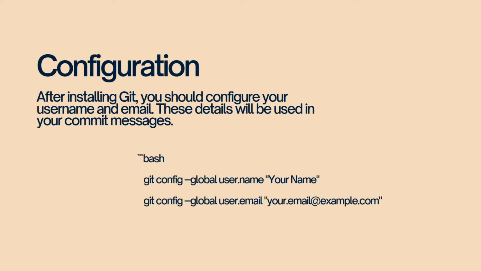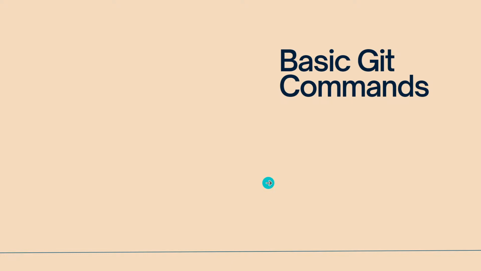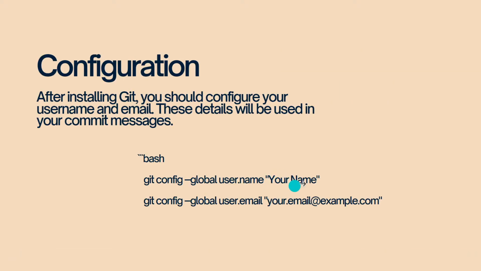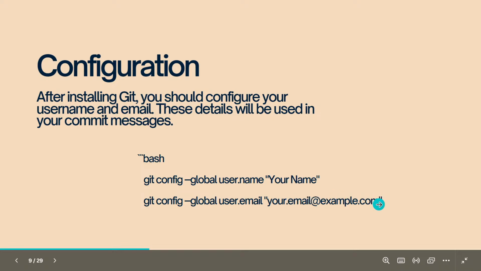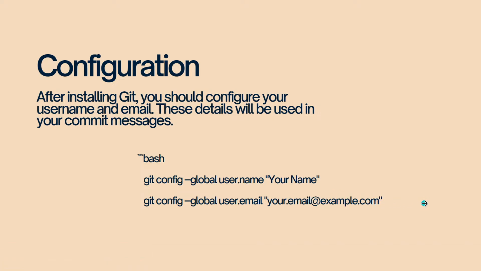So after installing Git, you want to make sure that you configure it. To configure Git, you use the command git config --global user.name, and then you put your name, your GitHub name here, and also your email address here. Then you've configured Git. This is a one-time configuration thing, so you don't have to keep doing it time and again.